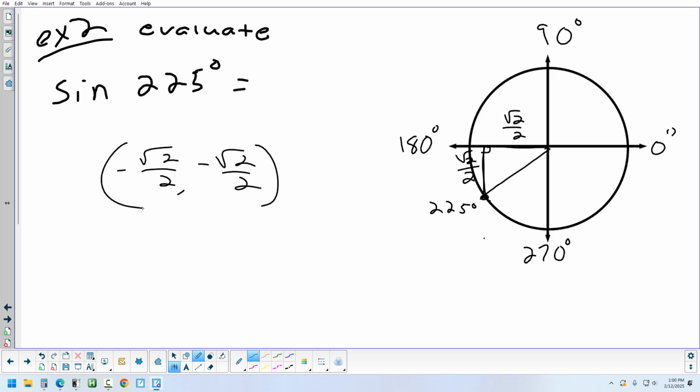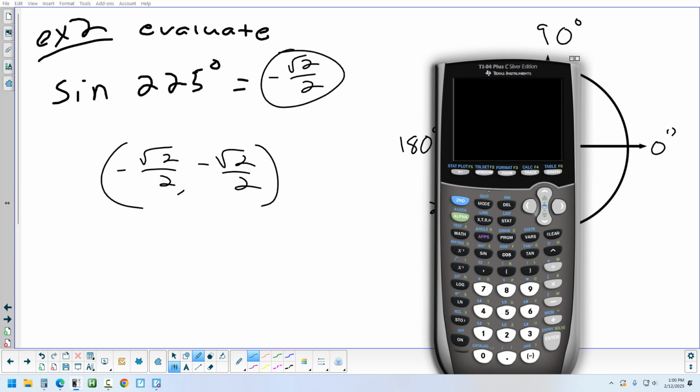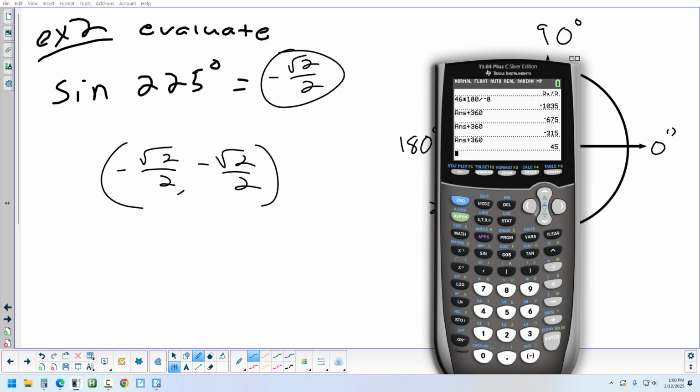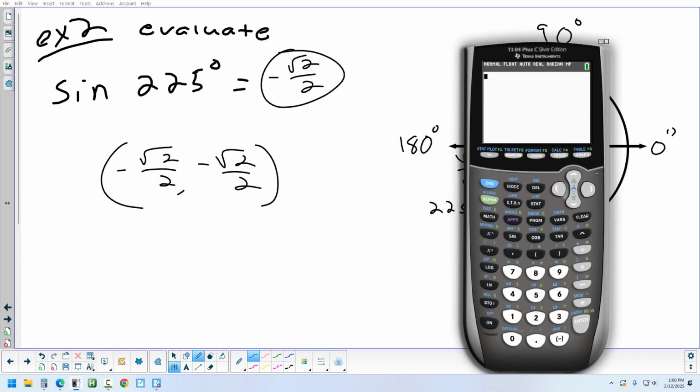It would be negative square root 2 over 2. Yep. Okay, and we can check it. The calculator won't give us the same answer as a fraction like that, but it will give us a decimal, which we can use to check. So if we take the sine of 225, you get that number. Let's compare that to what we got. Negative root 2 over 2.